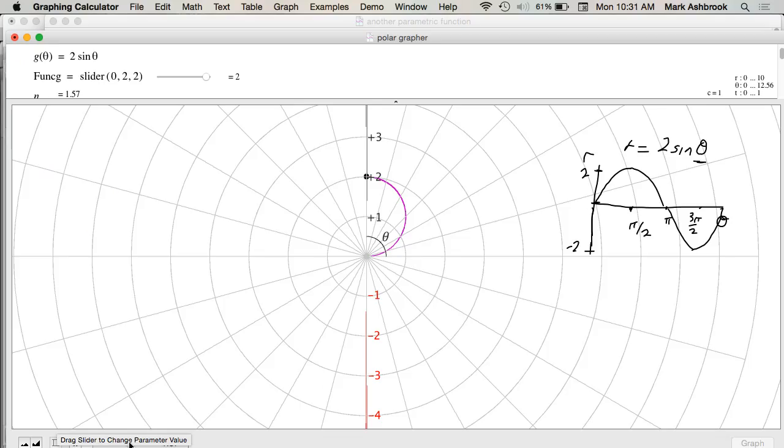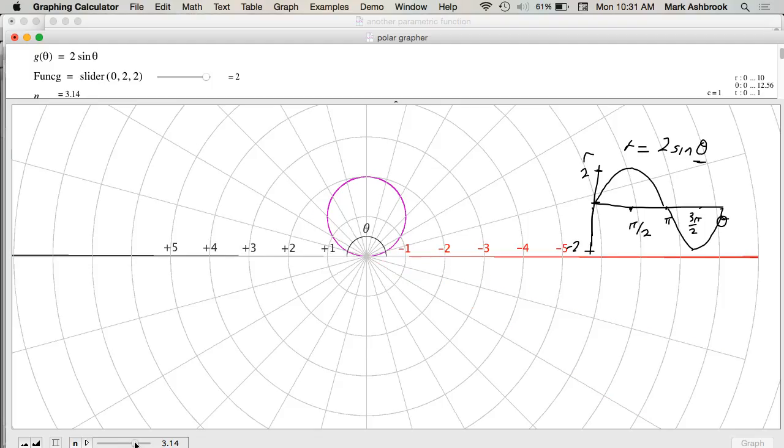And then as theta goes from pi over 2 to pi, what does R do? Decreases. So according to the graph, as we go from pi over 2 to pi, R decreases from 2 back to 0. So it's symmetrically undoing what it did in the first quadrant. So, what does that look like? Is it a circle or not? We'll find out on Wednesday.